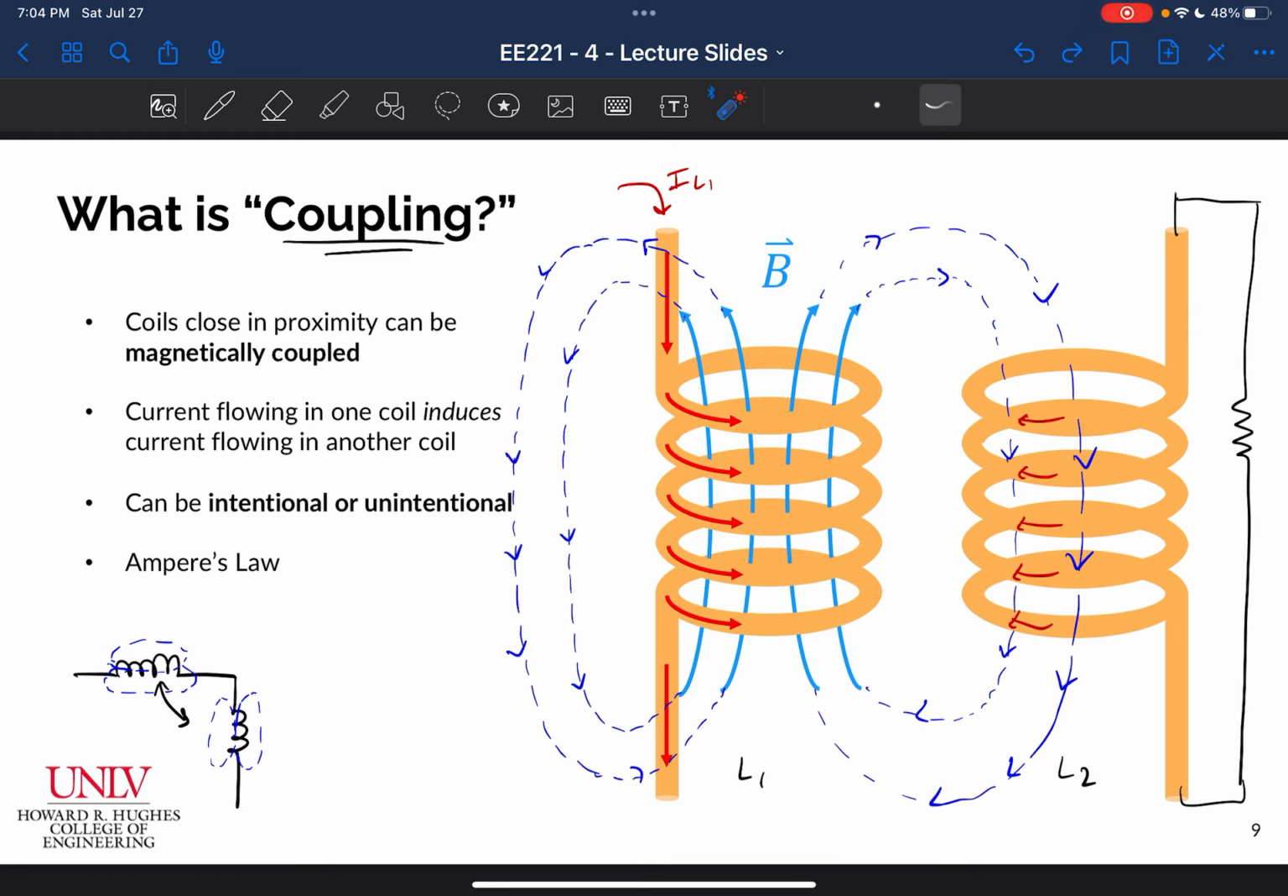Then when we get into transformers, that's going to be a sort of intentional coupling where we want to utilize this fact to create isolation between two circuits, but we can couple the voltage in one coil over to another coil wirelessly, which is really unique, really interesting, and really useful. And then we're going to explore the practical implications of all of this.